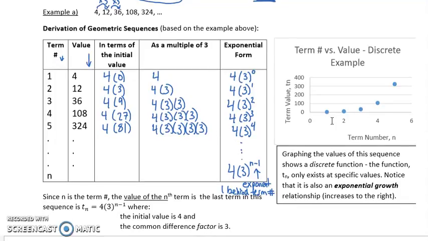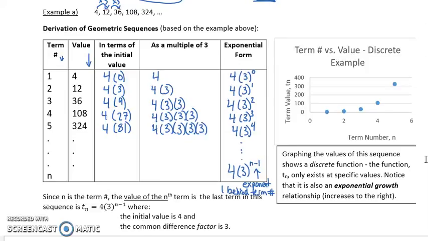And as I pointed out earlier, if you graph this as far as term number versus term value, what you see is an exponential relationship, but an exponential relationship that only exists at discrete values, as I've highlighted here. Graphing the values of the sequence shows a discrete function. This is what it says in the box. The function Tn only exists at specific values. Notice that it is also an exponential growth relationship. It increases to the right.